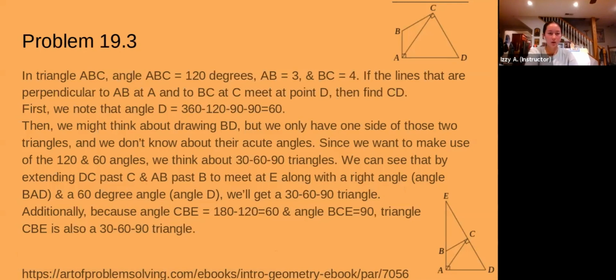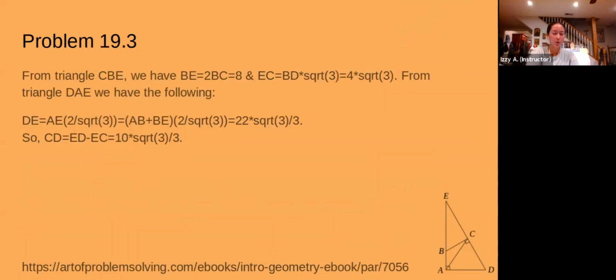So then from triangle CBE, we have BE equal to 2BC, equal to 8, and EC equal to BC times the square root of 3, which would be equal to 4 times the square root of 3. And from triangle DAE, we have the following.